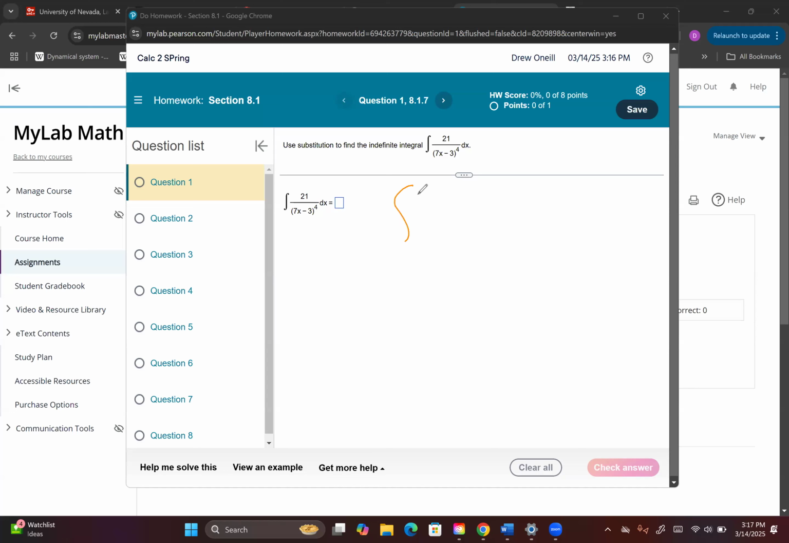So we have the antiderivative of 21 over (7x minus 3) to the fourth, dx. It tells us right here to use a substitution. And we did do this in Calc 1, so it's called a U sub or U substitution. Not like a U-boat, not the German submarines from World War II. These are U substitutions, meaning you pick something that you want to be U, okay?